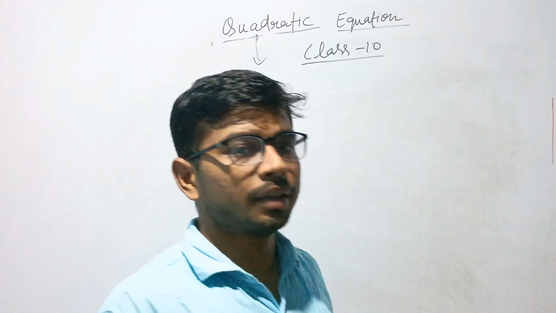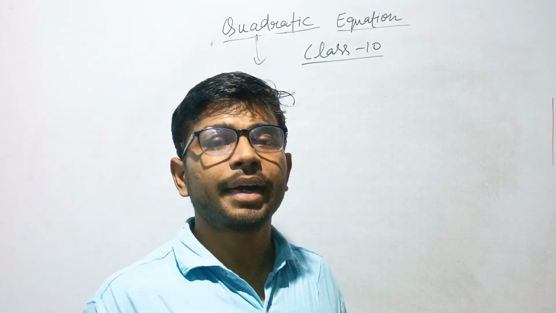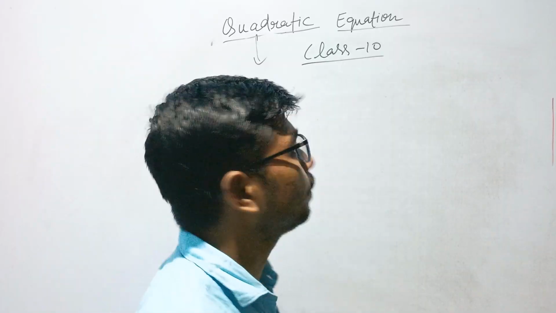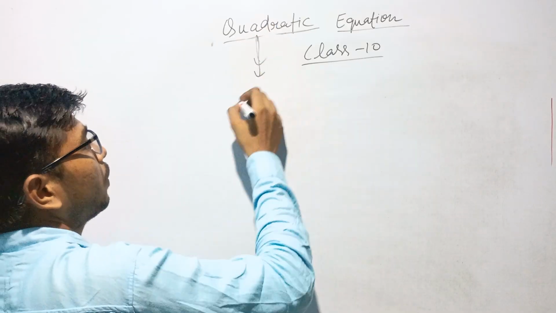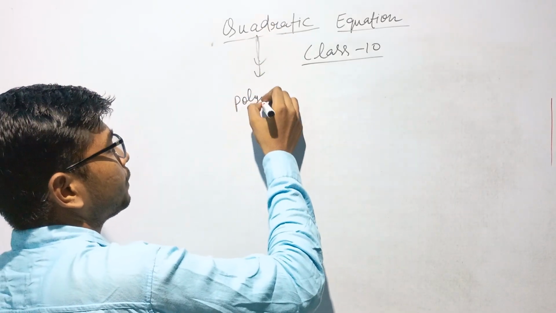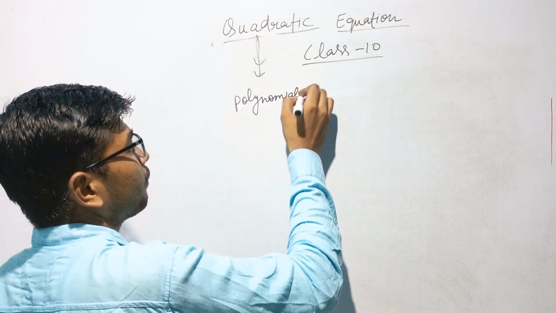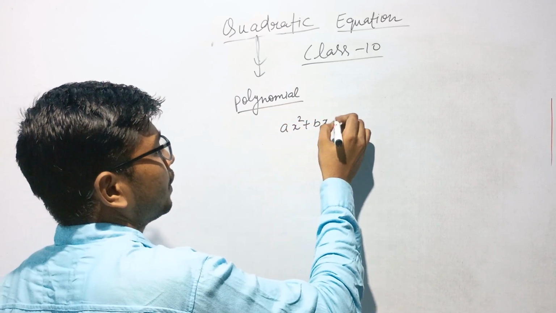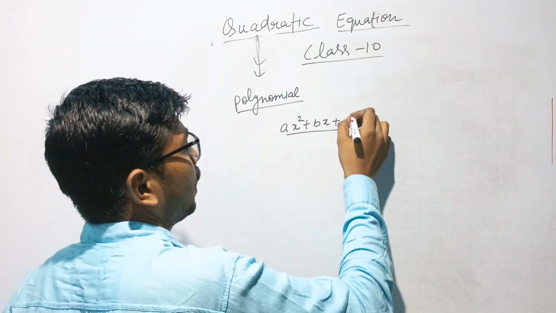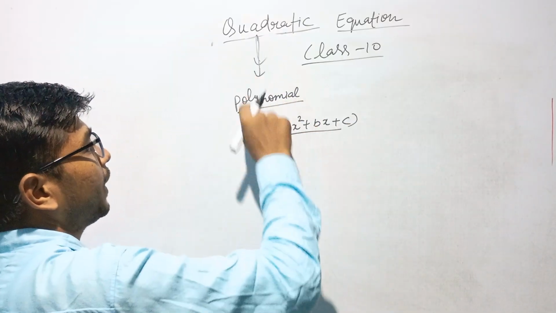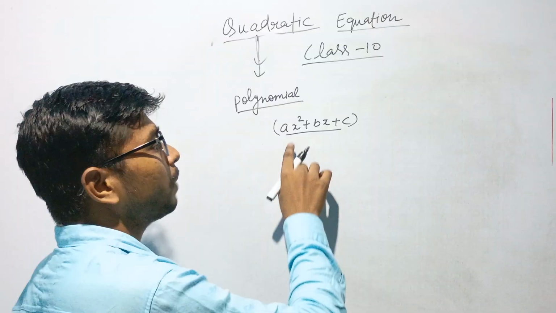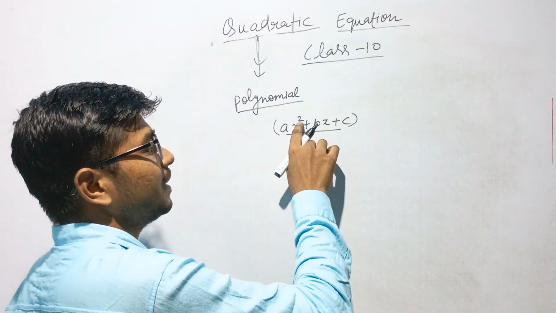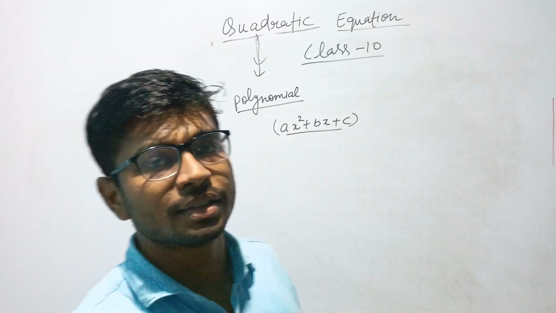So there is a special case, quadratic polynomial. So what is quadratic polynomial? If you talk about the quadratic polynomial, this will be ax square plus bx plus c. This is quadratic polynomial. The maximum power of x is 2.